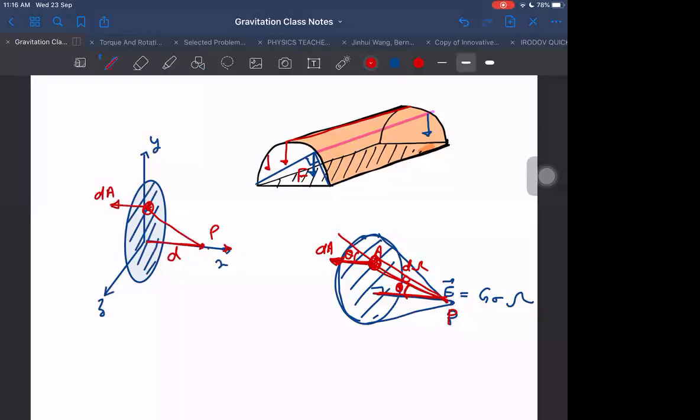This is the dA vector. Now this dA vector will be making an angle theta with the line joining area and P. Then what will be the component of dA vector along this side? That will become cos theta. AP is r distance. Then we will be getting the formula for force. What will be the force? You tell me now. The force will be G into dm by r square, direction along radial direction.